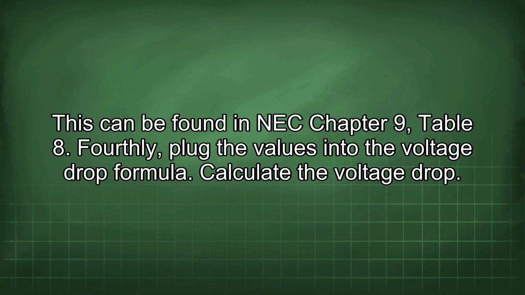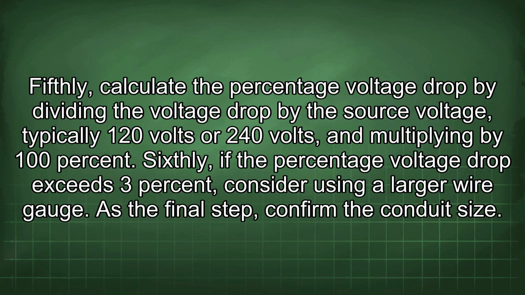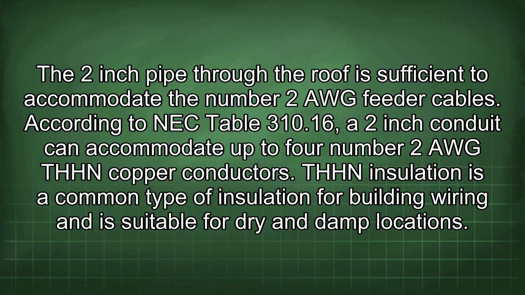Calculate the voltage drop. Fifthly, calculate the percentage voltage drop by dividing the voltage drop by the source voltage, typically 120 volts or 240 volts, and multiplying by 100%. Sixthly, if the percentage voltage drop exceeds 3%, consider using a larger wire gauge. As the final step, confirm the conduit size. The 2-inch pipe through the roof is sufficient to accommodate the number 2 AWG feeder cables.